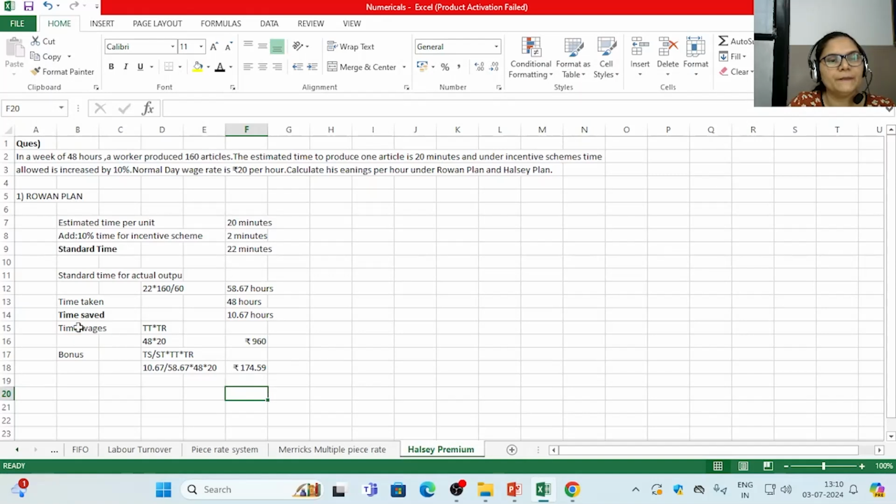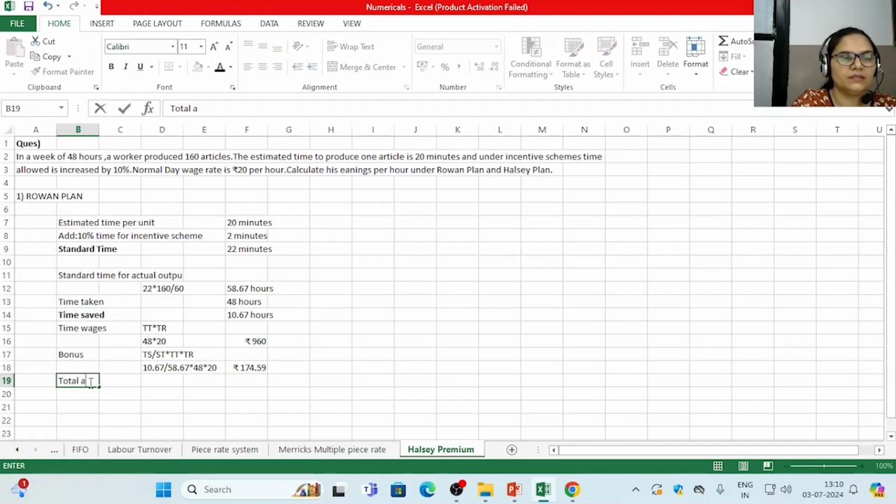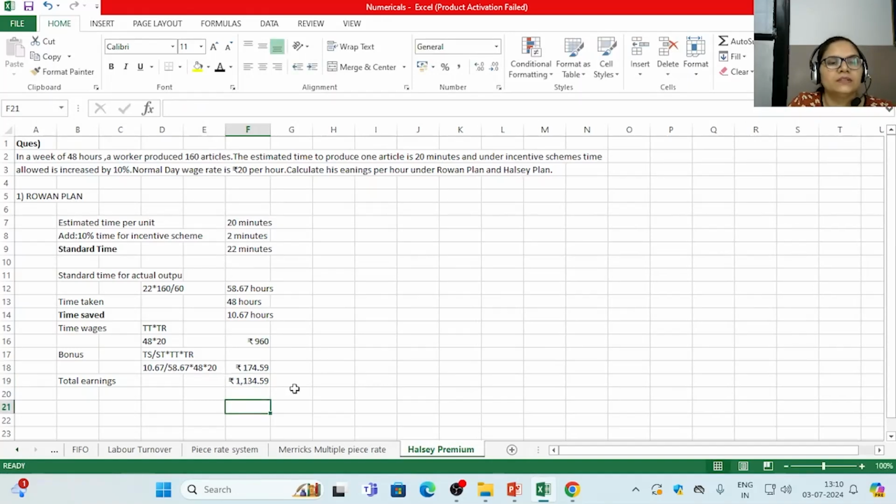So the total will be the addition of both time wages plus bonus. These are your time wages 960 plus bonus 174. So total earnings of a worker will be 960 plus 174, which will give you 1134.59. So this is how we have calculated earnings of a worker as per Rowan plan.